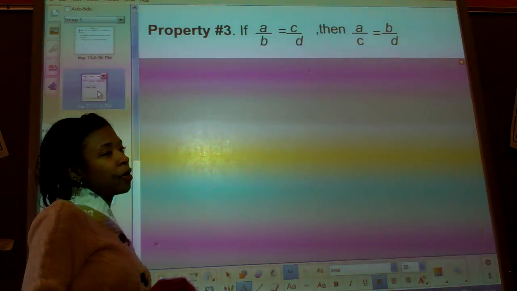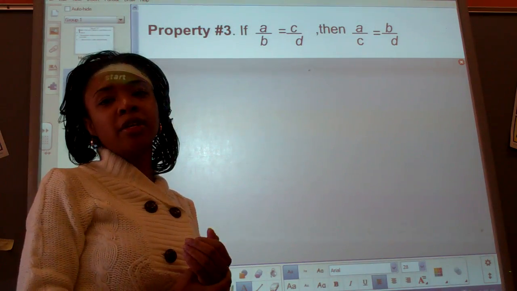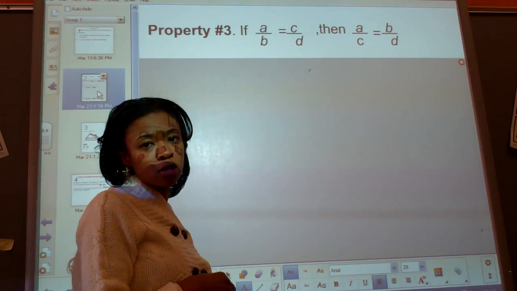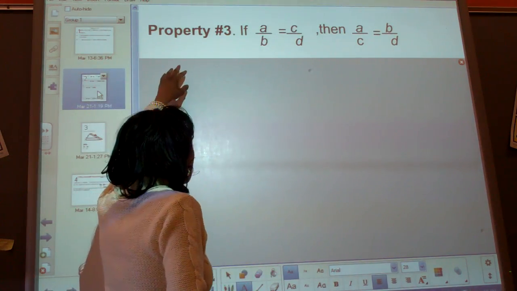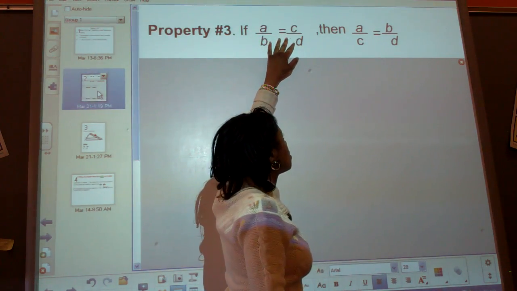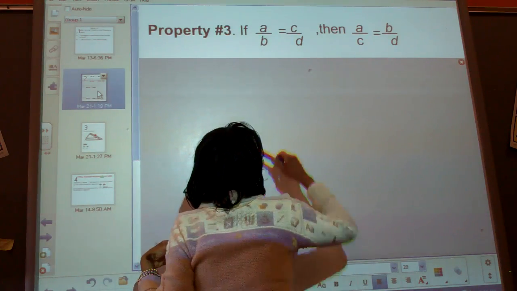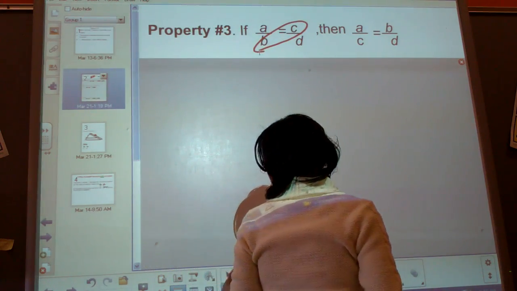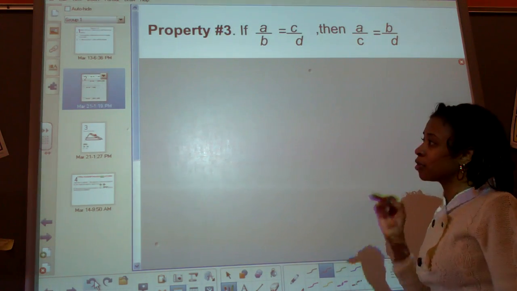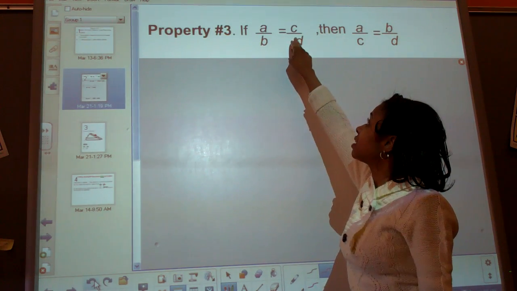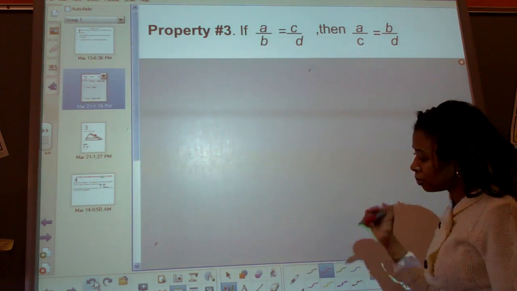Let's quickly remember that there were 3 proportional ratios that we talked about of equivalence. We took the cross product. Number 2, the second property was a reciprocal, and the third one was when we have A over B equal to C over D, then that means that we can switch the B and the C. We switch the B and the C such that we get A over C equal to B over D. So if A over B is equal to C over D, then we can also say that A over C will still be equal to B over D.